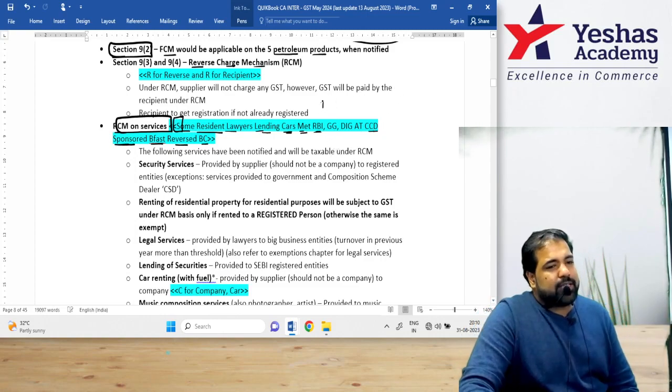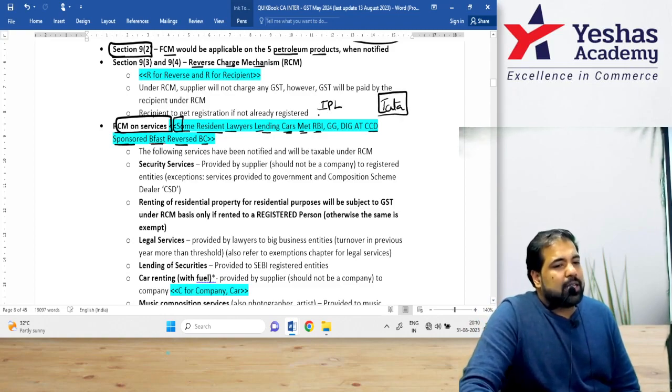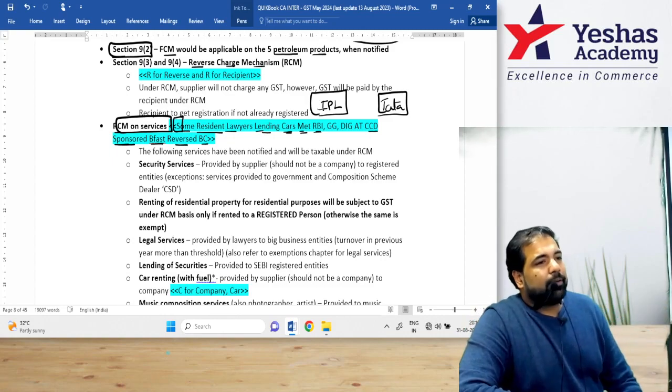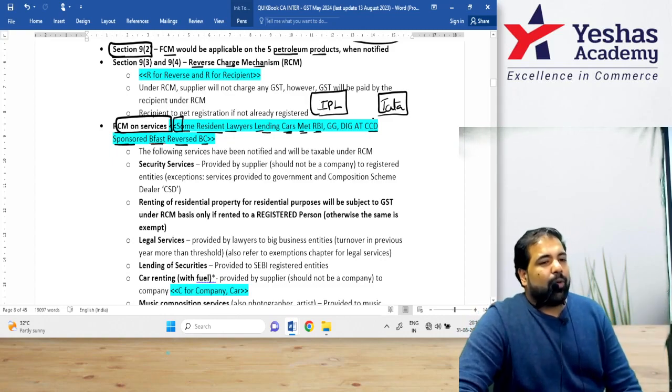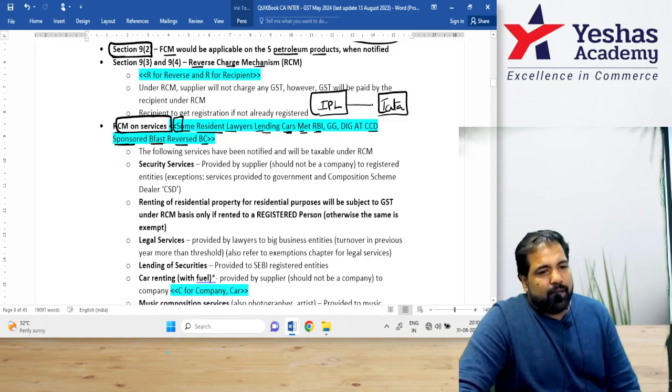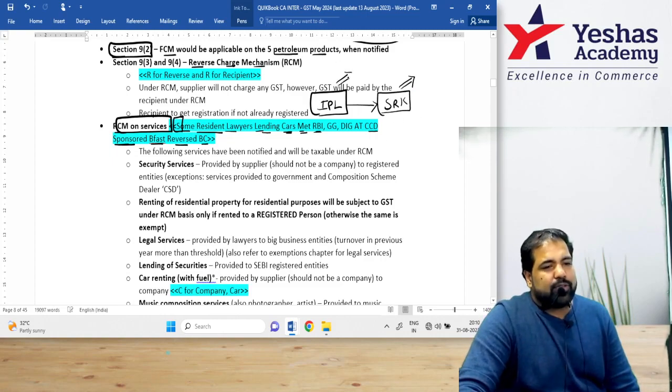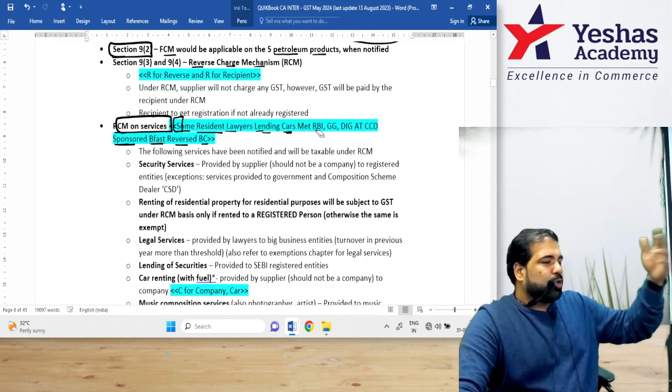Lawyers, lending, car rental, musician, RBI, director, good government, and CCD, sponsor, reverse charge basics. In all these, is there a supplier? Yes. Is there a recipient? Yes. Does the government care whether it's FCM or RCM? They don't care.